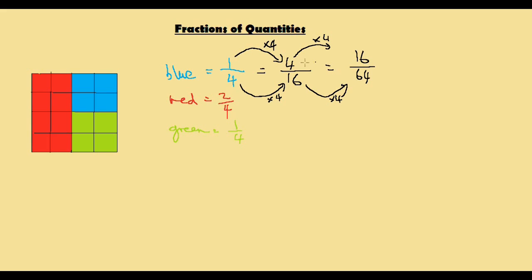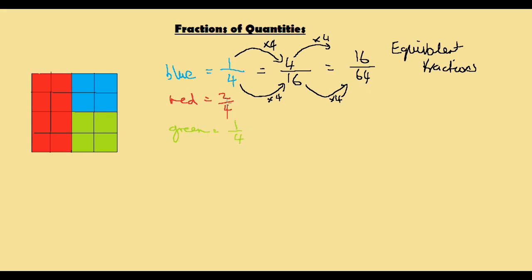So 16 over 64, 4 over 16, and 1 over 4 are all exactly the same fraction. We call them equivalent fractions, okay? So equivalent fractions. And in order to do this, in a shape, it's nice and easy because we can just kind of split it up. But we can do it mathematically by taking a fraction and timesing it by the same number. But not only timesing, we need to be able to go back the other way as well.